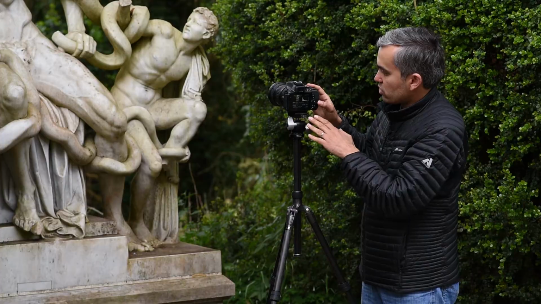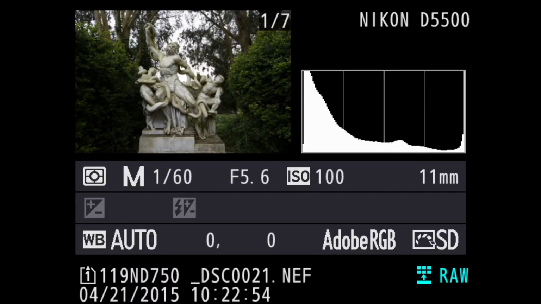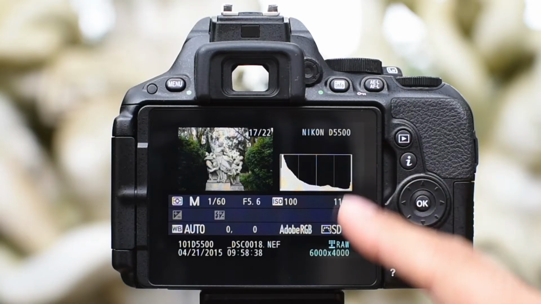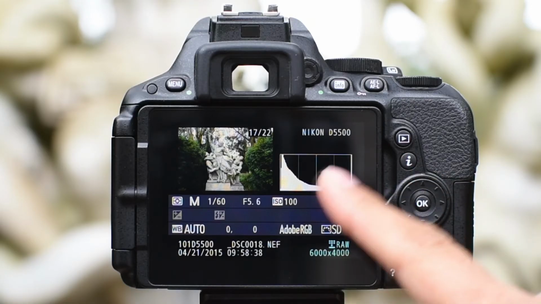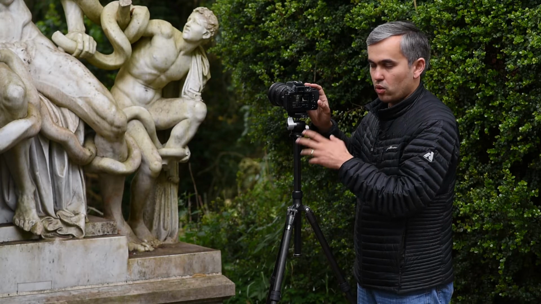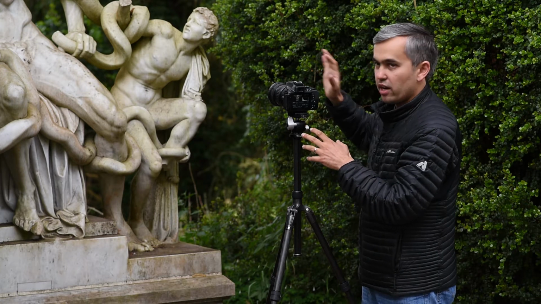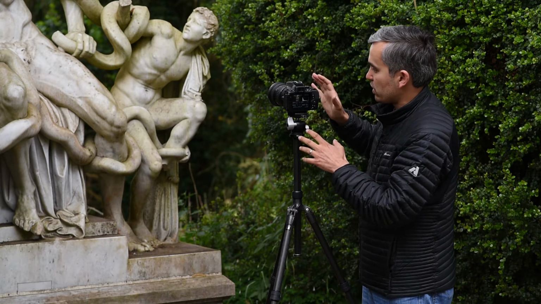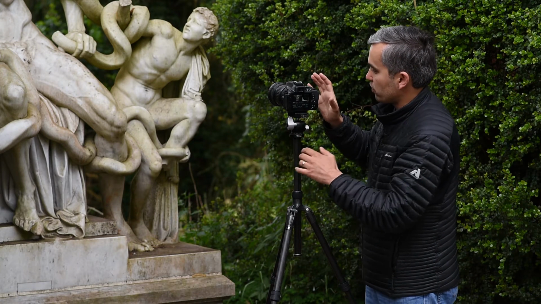If we look at the histogram, you can see that towards the right, just like we said, we have this line that's pushing all the way to the top, which means that we are losing some data. That lost data is basically in the sky that's overcast. I don't particularly care for that portion of the sky right now because I am more worried about capturing the front of the scene.